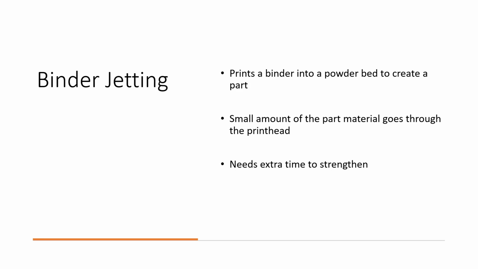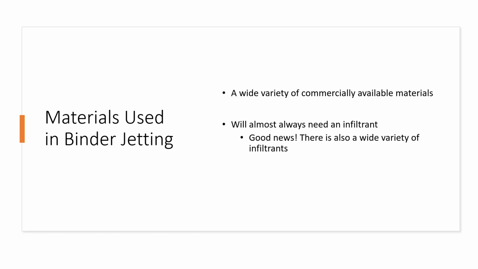The completed part is then commonly left on the bed until the binder is fully set and the green part is fully strengthened. The part is then separated from the bed, any excess powder is removed, and the part is infiltrated to make it stronger. Now, there are a lot more parts commercially for binder jetting than there are for material jetting. However, these parts are typically weaker. Therefore, they are infiltrated with another material.